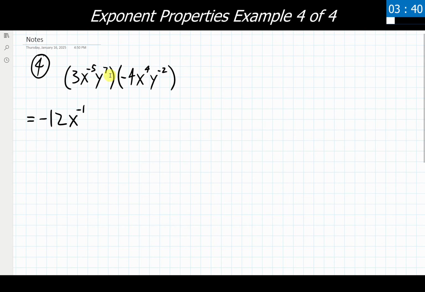And then I have y to the 7th times y to the negative 2nd power. And once again, the product rule states that these two numbers will be adding together. 7 plus negative 2 is going to give me a 5. So I'm going to have y to the 5th power here. And now I've condensed everything down to just be a single coefficient, a single x, and a single y.